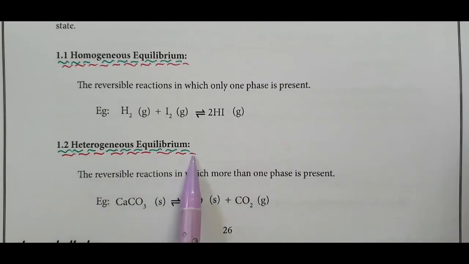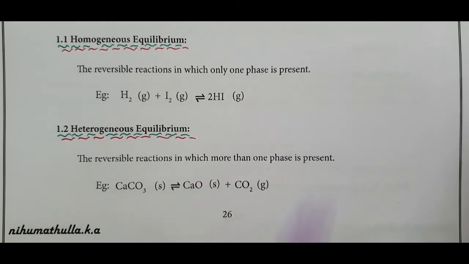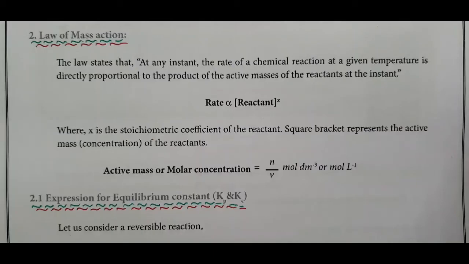Heterogeneous equilibrium, the reversible reactions in which more than one phase is present. Calcium carbonate solid on decomposition is converted into calcium oxide solid and carbon dioxide gas. More than one phase is present, it is called heterogeneous equilibrium.